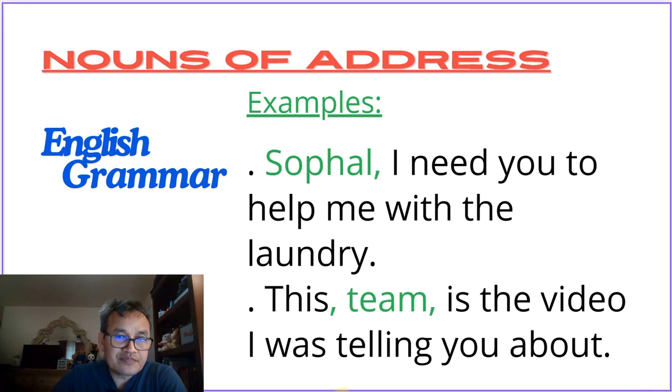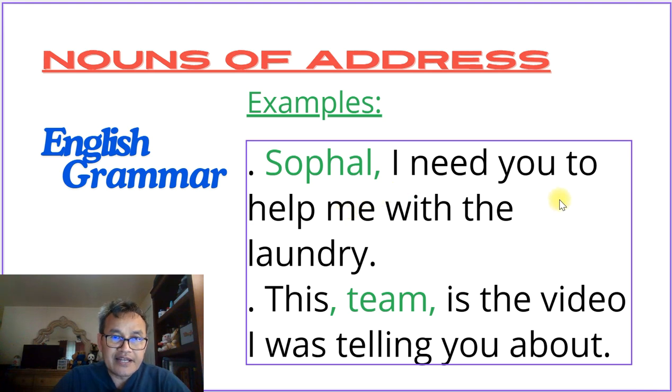Okay, example: Paul, I need you to help me with the laundry. So Paul here is the noun of address, the person that you talk to. You can say, Johnson, I need you to help me with the laundry. Jack, I need you to help me with the laundry. Sweetie, I need you to help me with the laundry. Darling, I need you to help me with the laundry. So whoever the person you talk to is the noun of address. And you can use it here, or at the end or in the middle, wherever you want to put it.